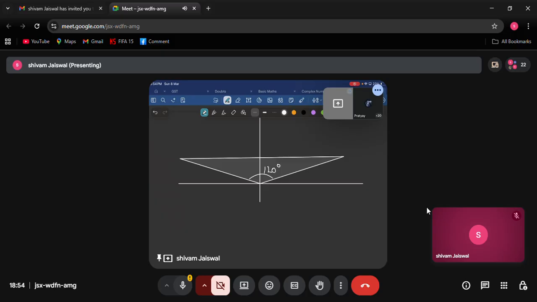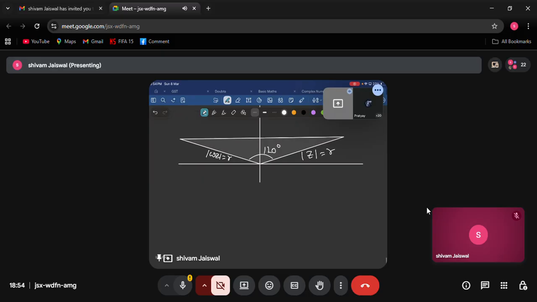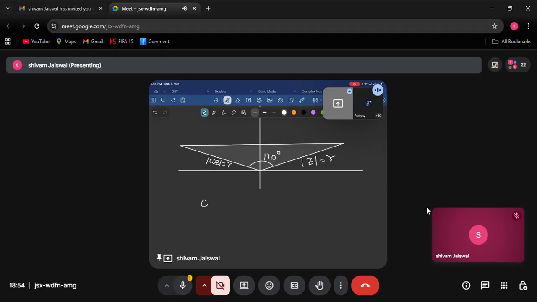So this is mod Z. This is also mod of omega Z. Let us call it R, which means R is the side of the triangle. Let us say the third side is K. Can I say that cos 120 degrees is equal to R square plus R square minus K square upon 2 into R square? What is the value of cos 120? Minus half.